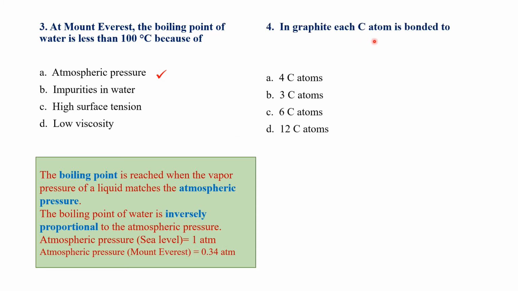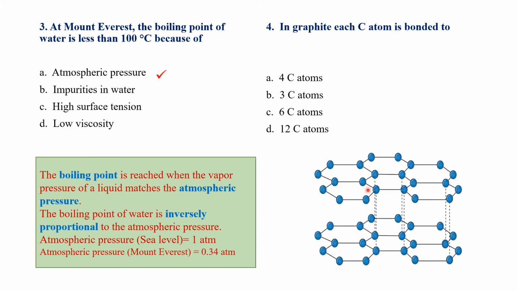In graphite, each carbon is bonded to, so we will look at the structure of graphite. Here that carbon is attached to one carbon, second carbon and third carbon. If we consider this one, 1, 2 and third. Here is 1, 2 and 3. So 3 carbon is the correct answer.